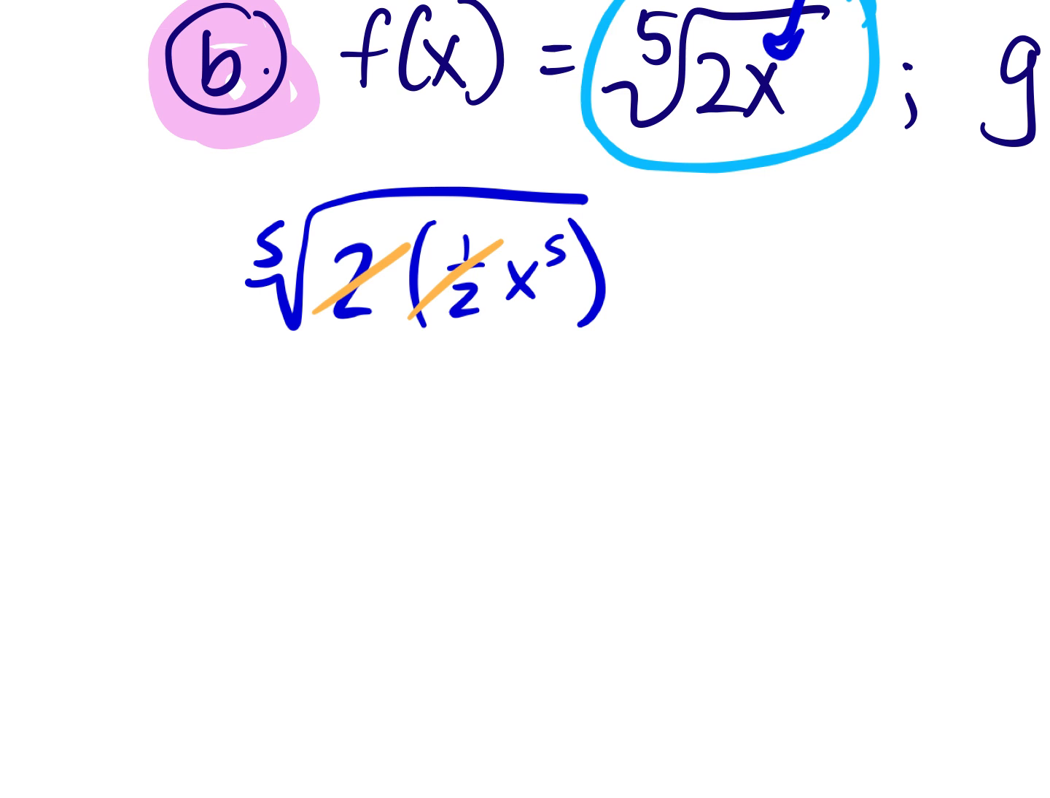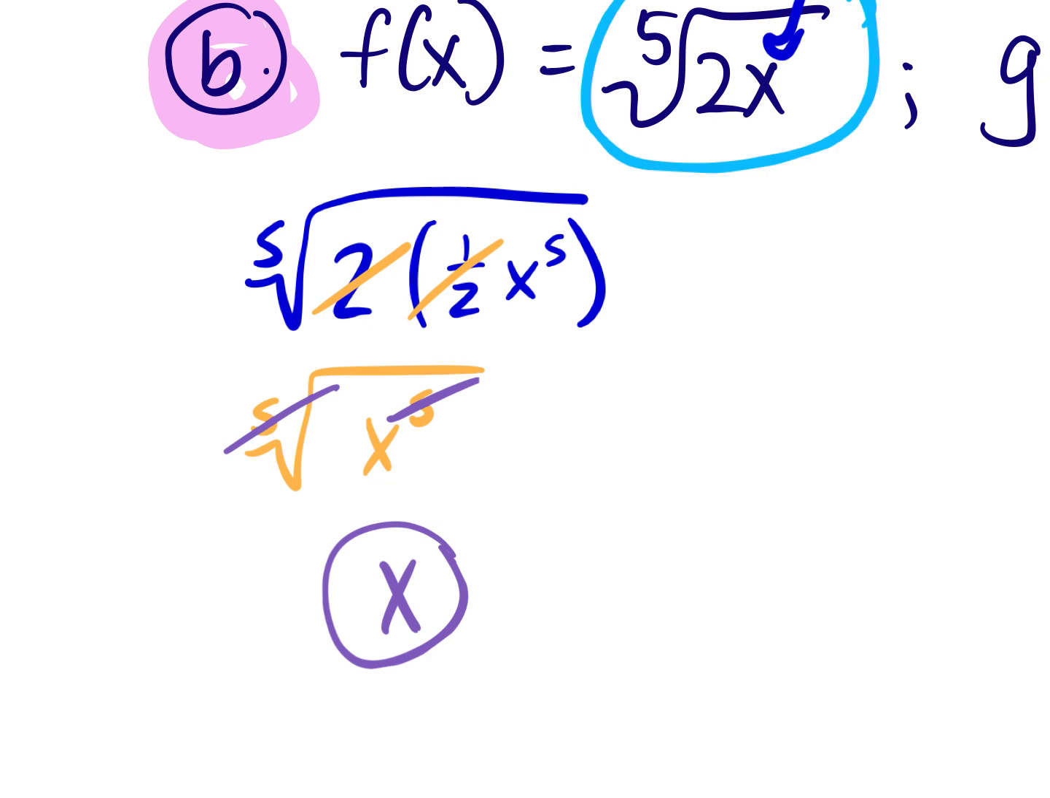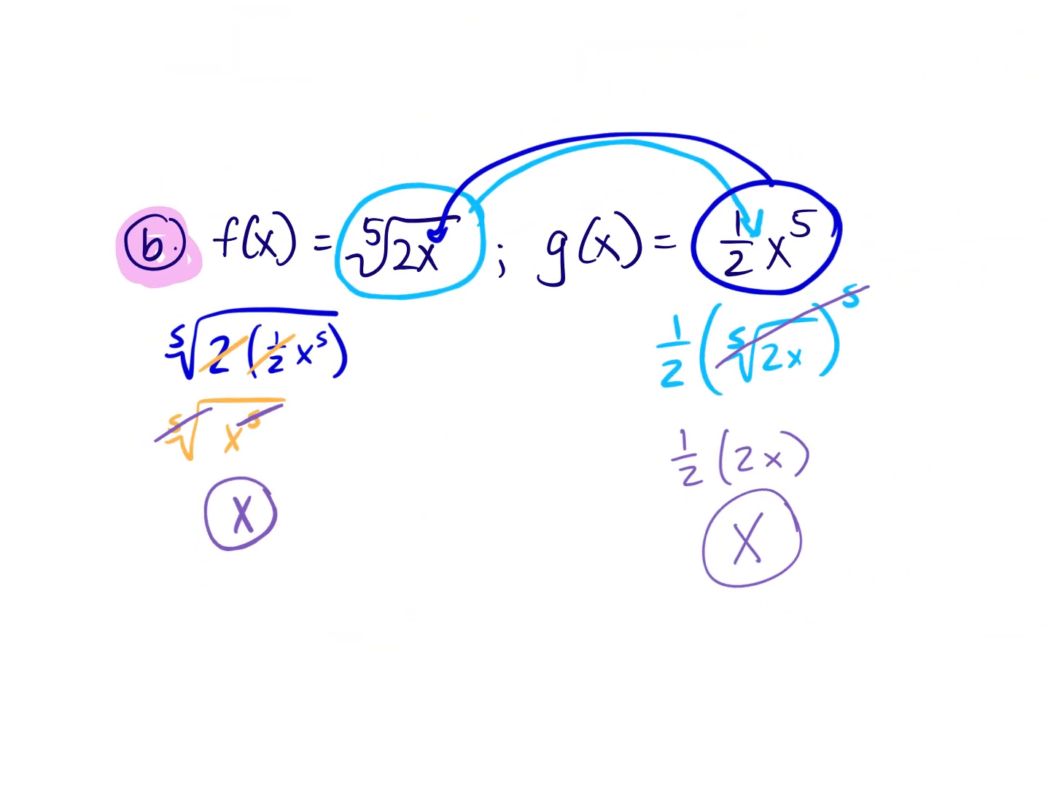Awesome. The 2 times 1/2 would just become 1. So then I just have the 5th power of x to the 5th power, or the 5th root of x to the 5th power. Anything cancel here? Perfect. The 5th root and the 5th power. So we're just left with x. So I get x is equal to x. What does that mean? Yes, they are inverses.